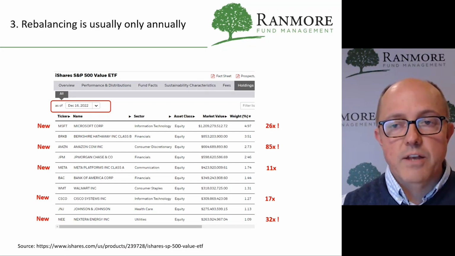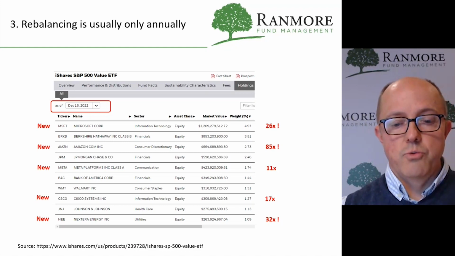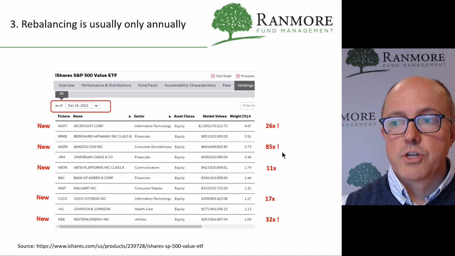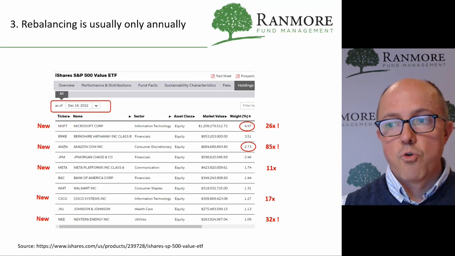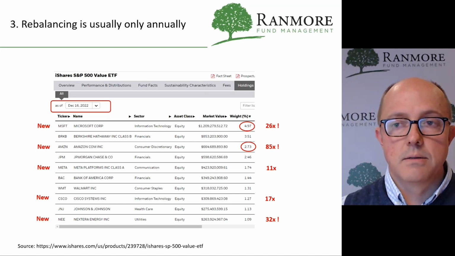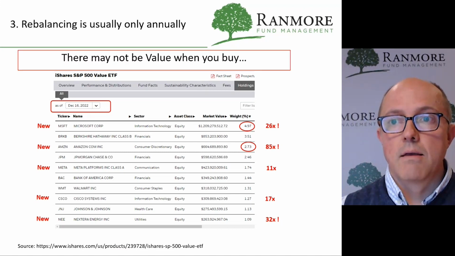And of course, this comes back to the fact that rebalancing for this index took place in December. So you thought you were buying a fund full of oil companies and cheap companies, and now you find out that you've actually got a whole lot of money sitting in Amazon and maybe Microsoft. Now, what's interesting is Amazon entered at 2.73% and Microsoft 4.97%. Why are they so large? Because the index that you started with is market cap weighted. All right. So again, there may not be value when you buy.